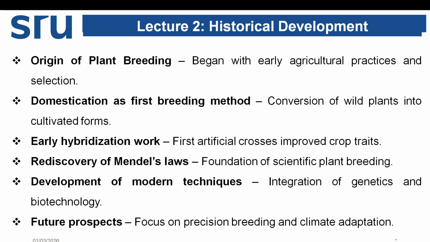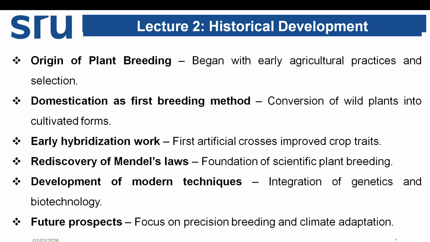In the next lecture, that is lecture number 2, we will see the historical development. What the historical developments are there in plant breeding. Right from the first point, that is origin of plant breeding, it began with early agricultural practices and selection. The second point in lecture two is domestication as the first breeding method, like conversion of wild plants into cultivated forms.